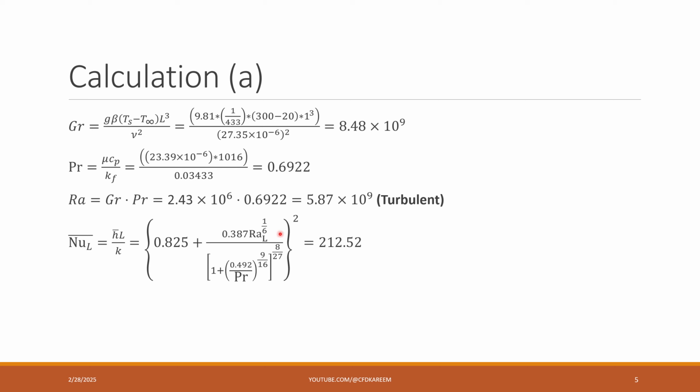And when we plug in all of our values that we calculated up here, we're actually going to get a Nusselt number of 212.52. And when we solve for h by multiplying by our thermal conductivity and then dividing by our length, we'll actually get an average heat transfer coefficient of about 7.2957 watts per meter squared Kelvin.